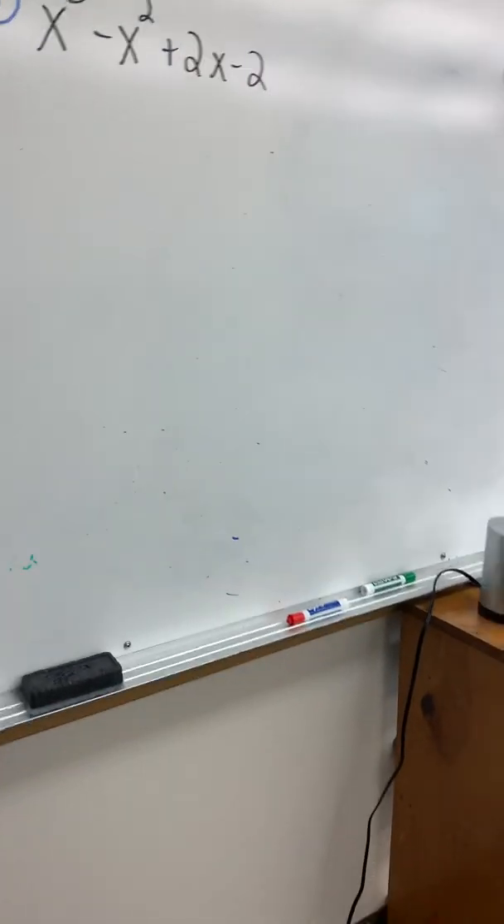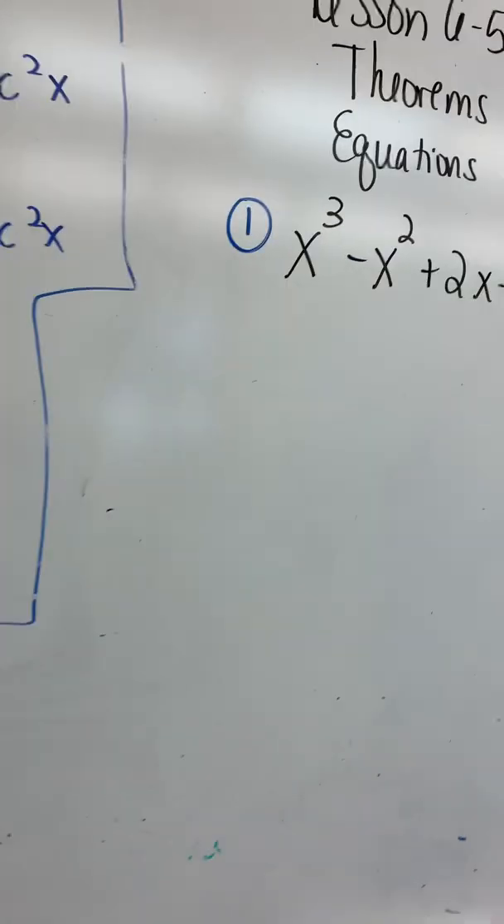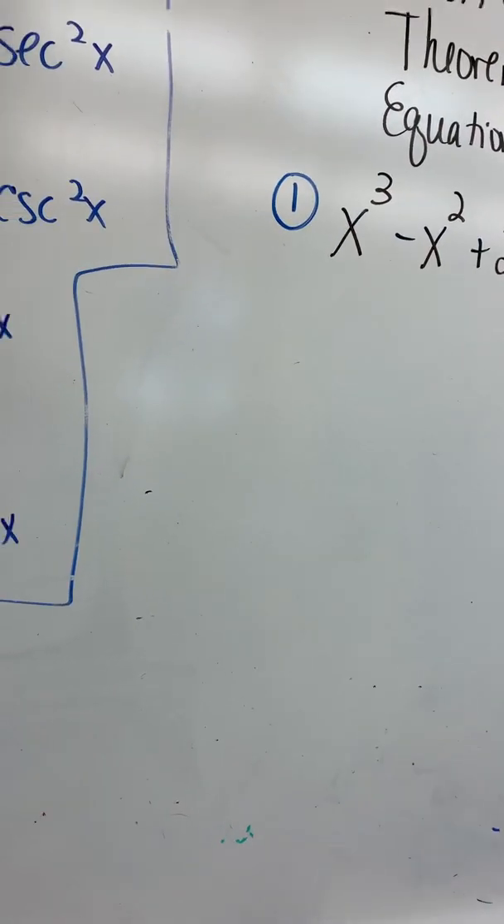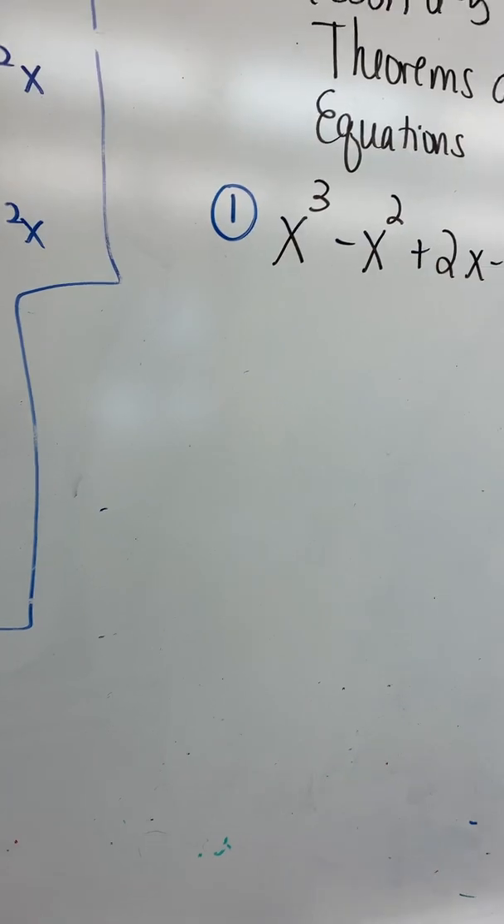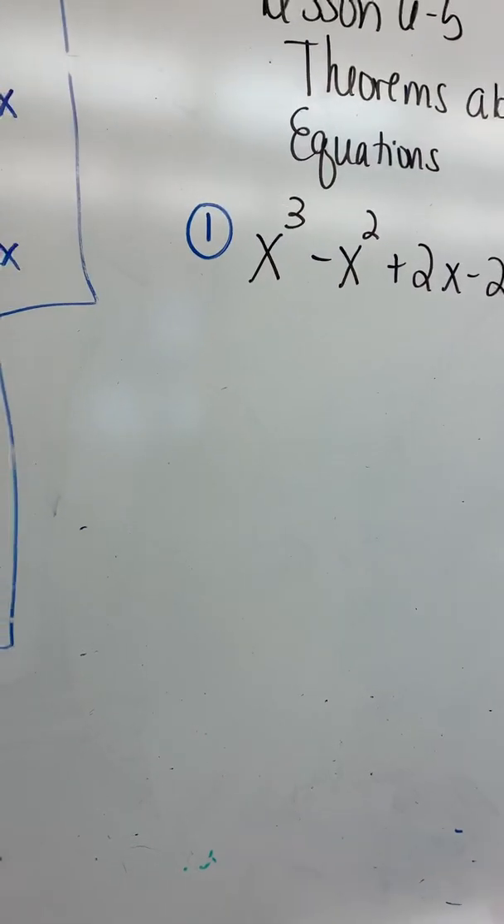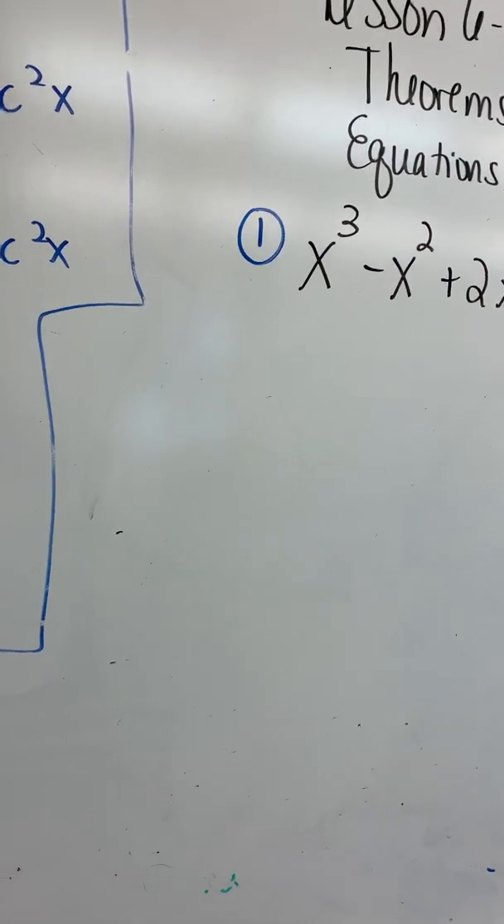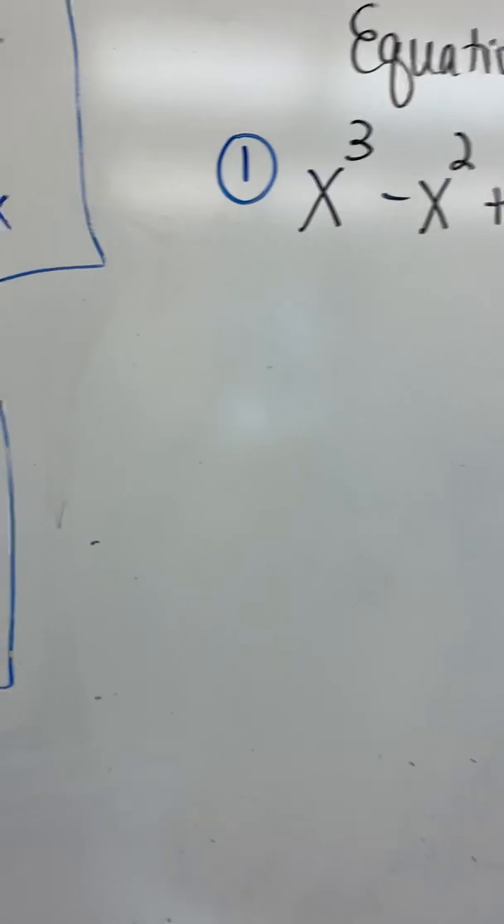All right, theorems about roots of polynomial equations. So now we're finding all of the possible roots that these things could possibly have, and then we're going to factor them down. So when you're doing problems 1 through 6, all they want are your possible roots and then your real roots. Okay, so possible roots.